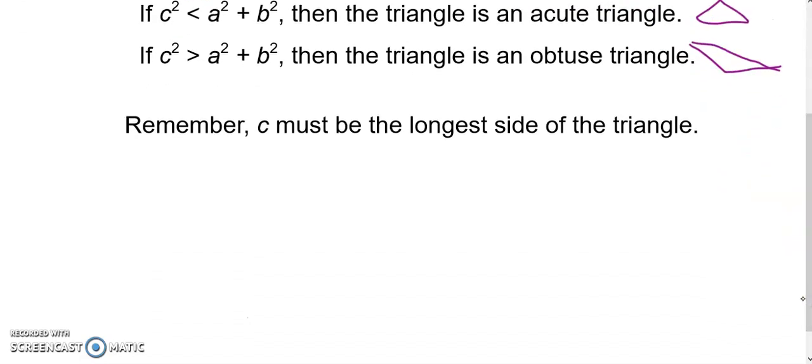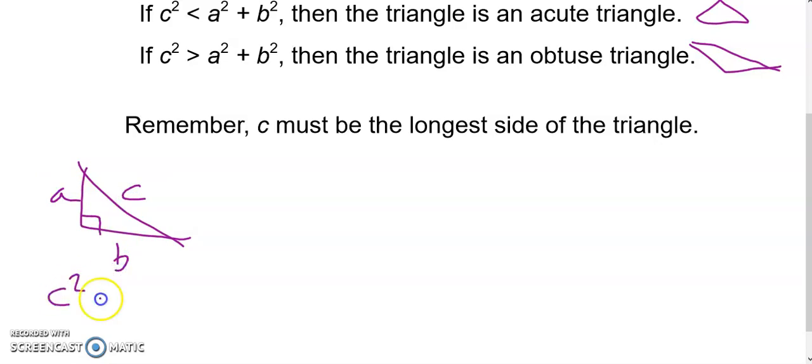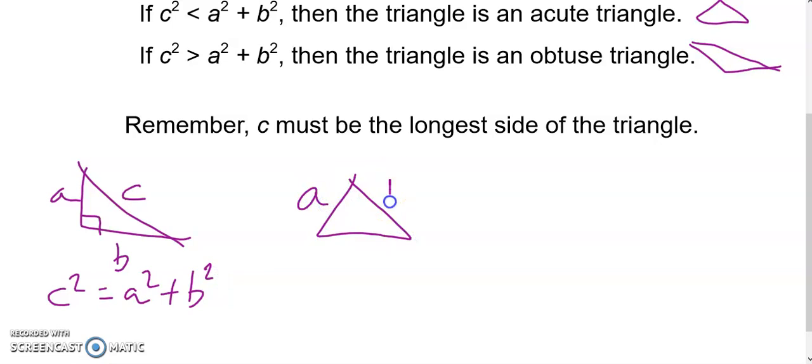So what's going to happen is I'm just going to give you 3 random numbers tomorrow, and c is always going to be the longest side. So if we have c, a, and b, c squared will equal a squared plus b squared for a right triangle. If we have an acute triangle with sides a, b, and c, c squared is going to be smaller than a squared plus b squared.